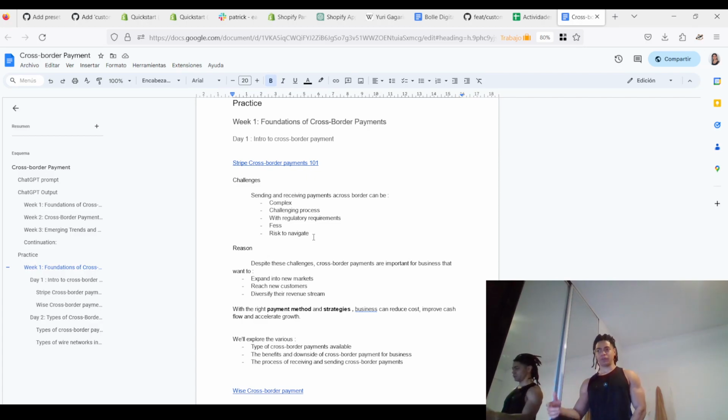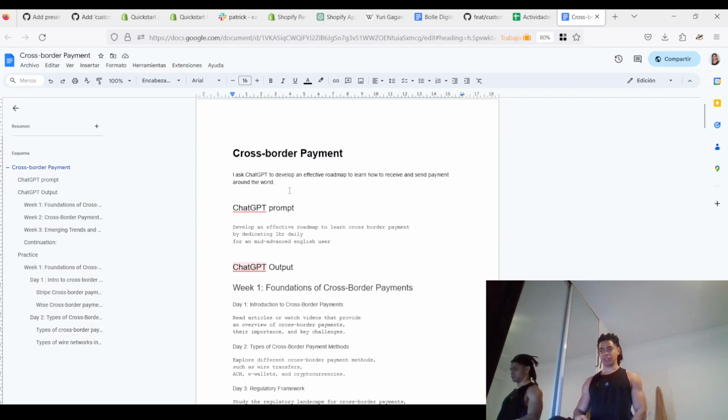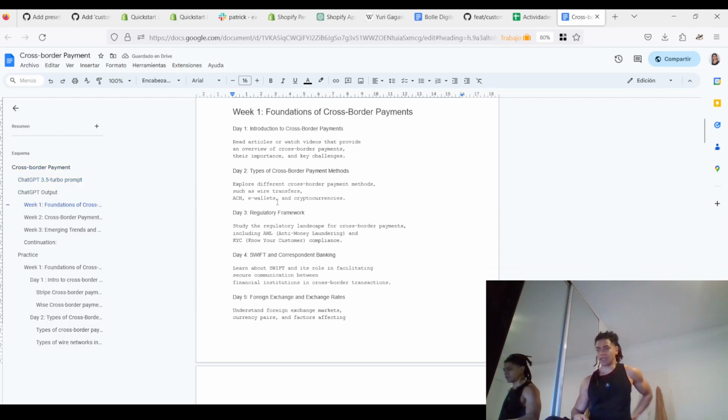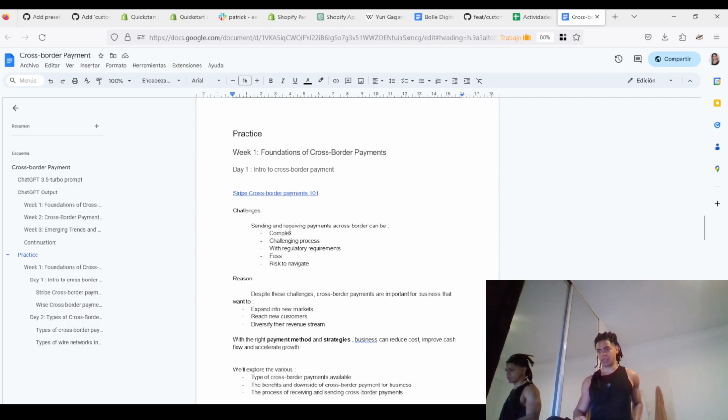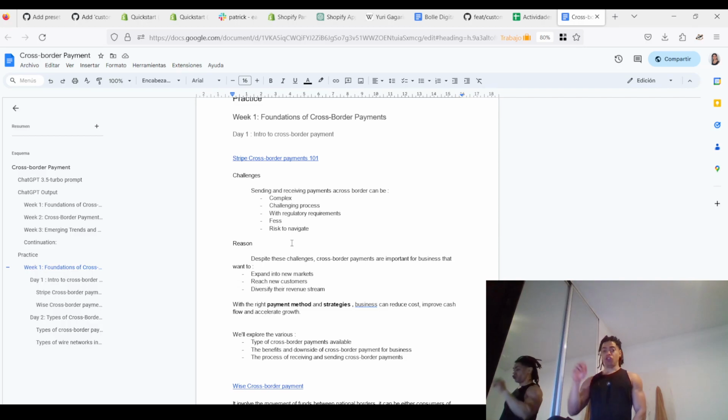So after all, I asked ChatGPT here, and this is also something I can ask ChatGPT version 4, because here I just asked ChatGPT 3.5 Turbo. After that, I can create an educational product with this, as well as get results from this. The roadmap that ChatGPT output for week 1 is to learn about the fundamentals of cross-border payments, right? So get yourself familiar with that. Look at different sources, here from Stripe as well as from Wise.